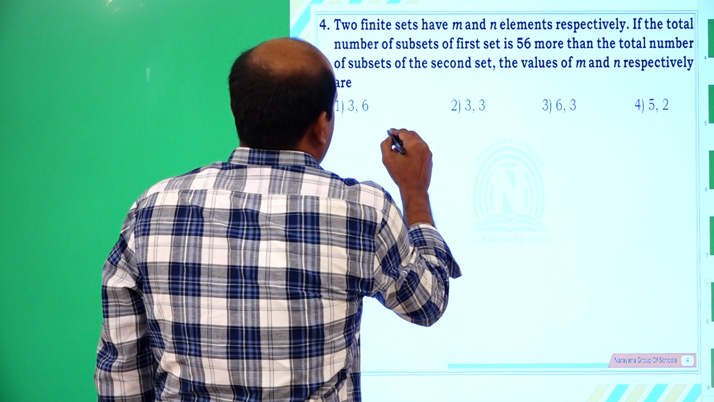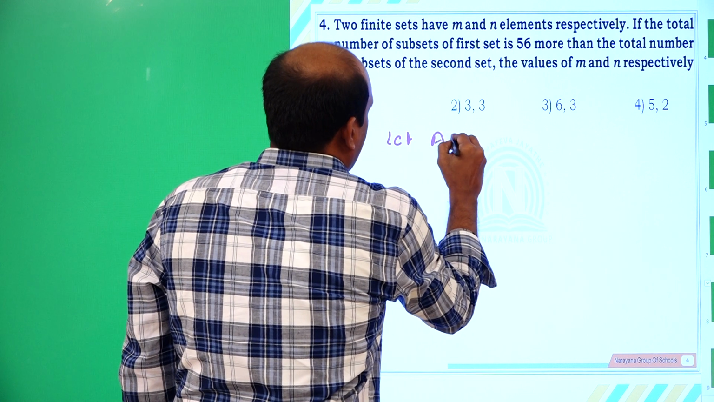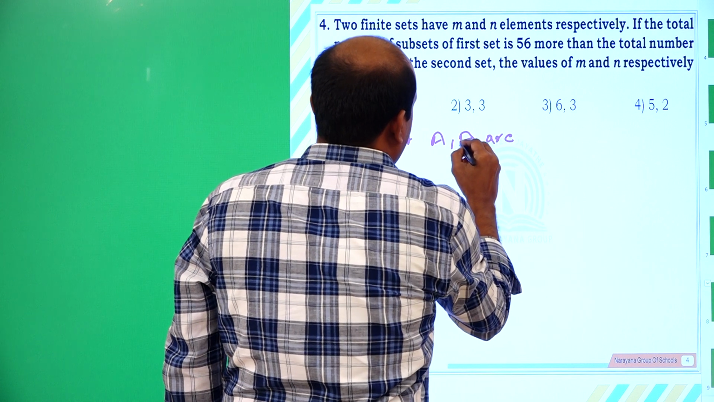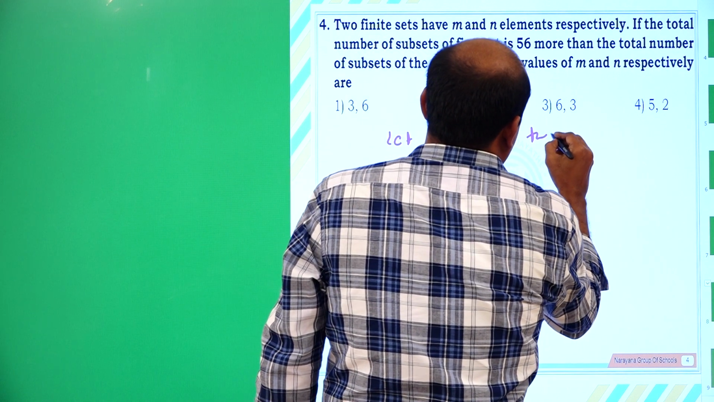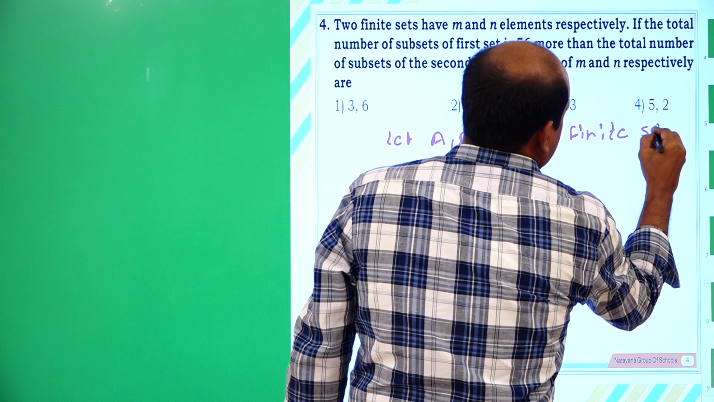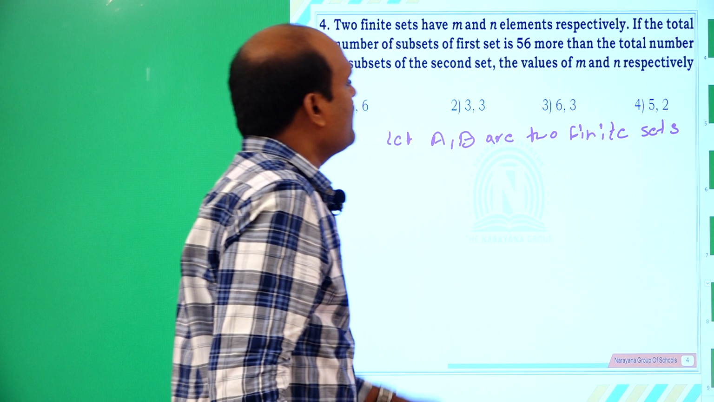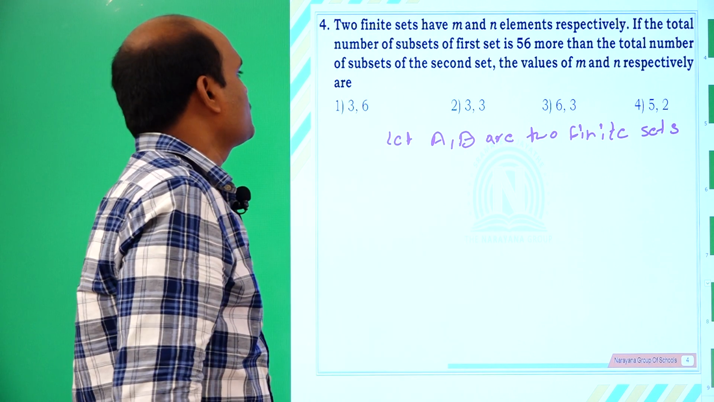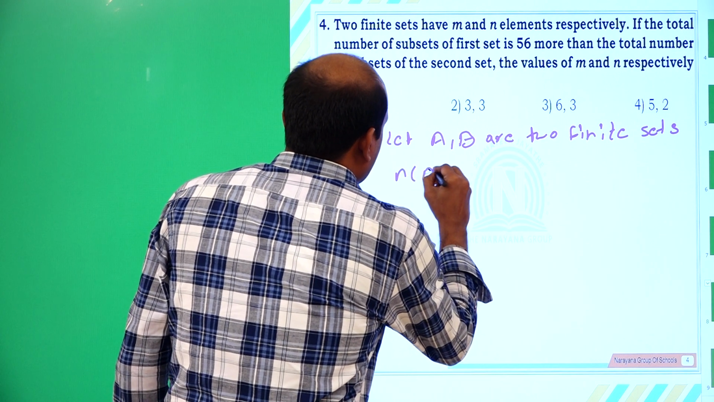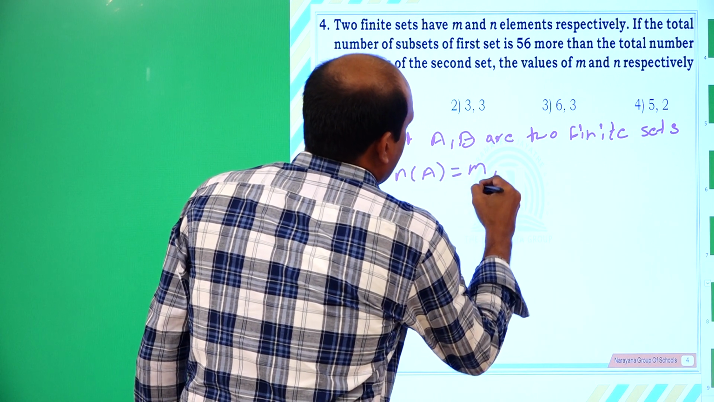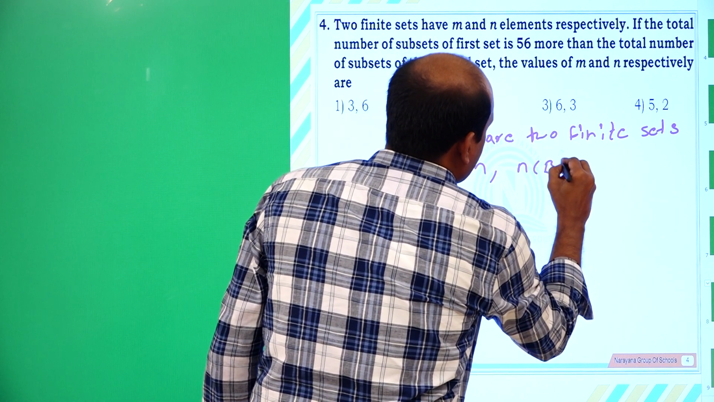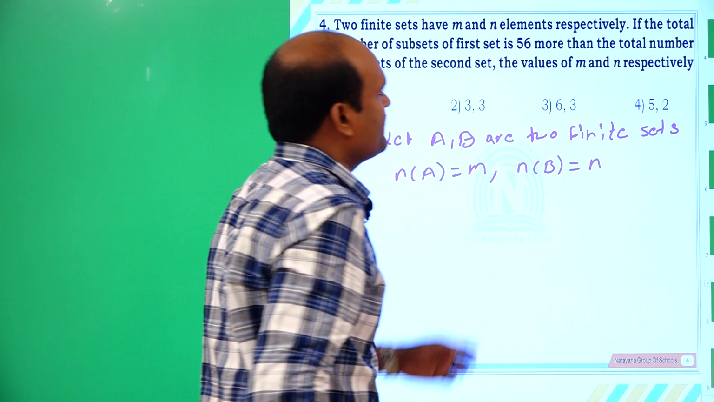Let A, B be two finite sets. So A contains how many elements? N of A is equal to M elements. And B contains how many elements? N of B, the number of elements in B, is equal to N elements respectively.